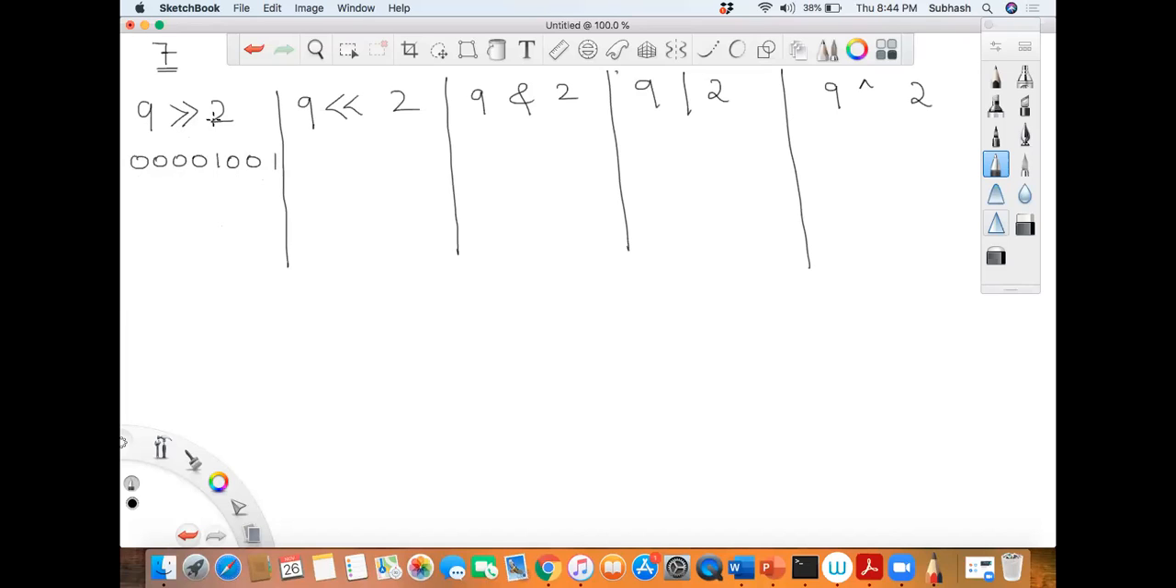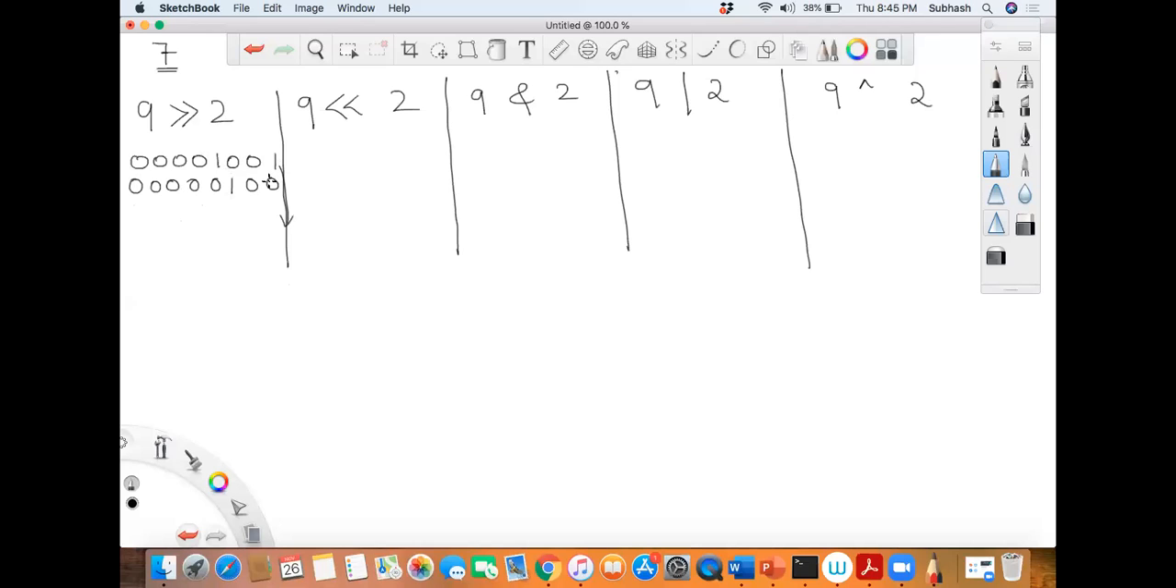Now, how many times do I have to right shift 9? 2 times. This is called the right shift operator. When I right shift, everything moves towards the right. The last 1 falls off, and a 0 is padded in at the front, giving 0 0 0 0 0 1 0 0.